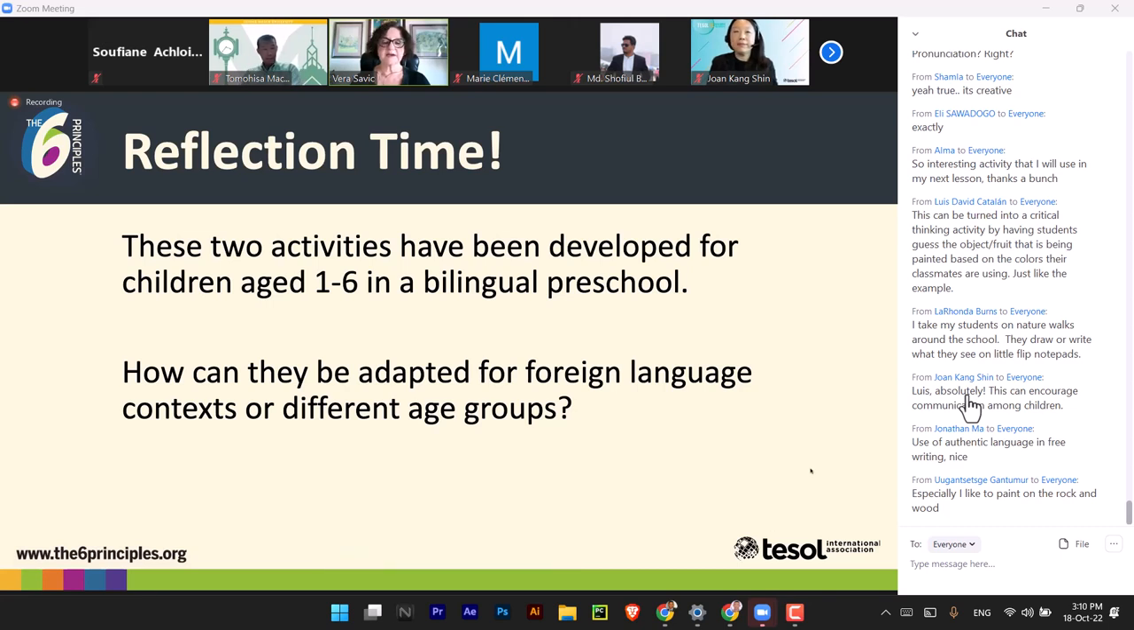Let me just check the chat box. Okay, painting on the rock and wood. Okay, thank you. Authentic language in free writing, of course.